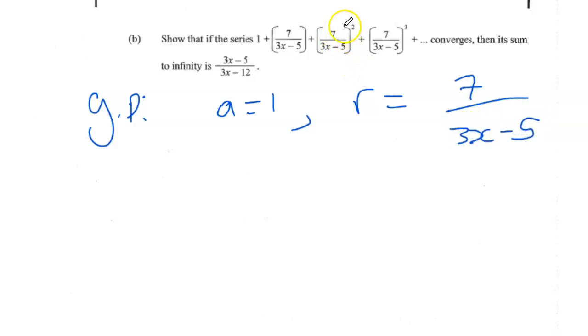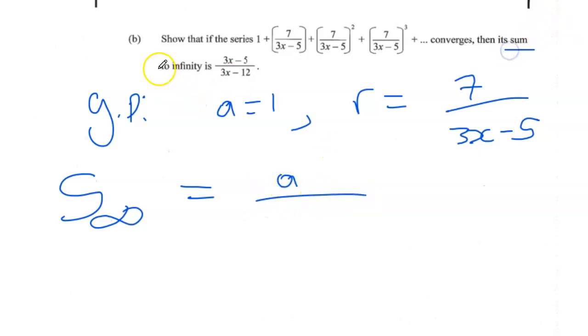You'll notice the power is increasing by 1 each time, which means that to get the next term in the sequence, you are always multiplying by 7 over 3x minus 5. So the sum to infinity formula is A over 1 minus R. And we know the value of A is 1, so it's 1 divided by 1 minus R.